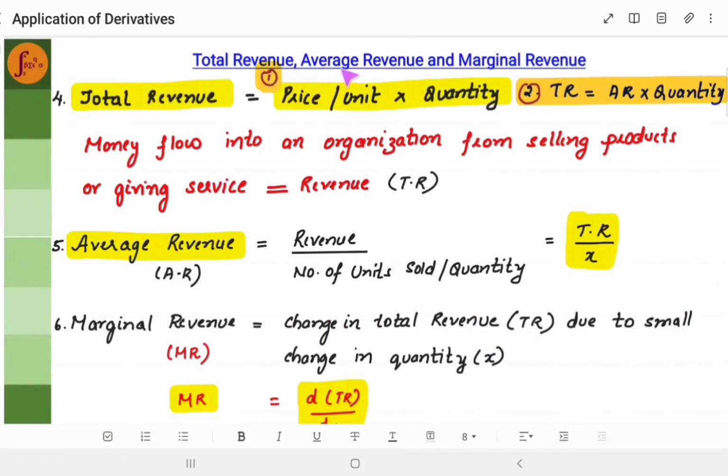Similarly, we have total revenue, average revenue, and marginal revenue. What is total revenue? Whenever products are sold, you get income from that product. There is an inflow of money into the organization. That inflow of money into the organization is called revenue. Cost is the cost incurred towards making and selling the product. Now, what is the difference between cost and revenue? Cost is outflow of money. It's an expense. It's the amount of money that you spend on making and selling the product. That money is going out, whereas revenue is the money coming in.